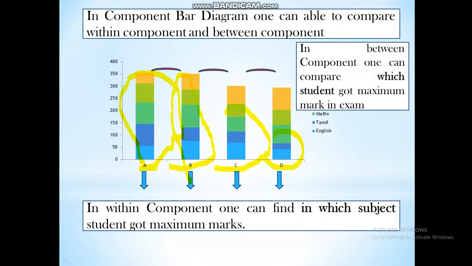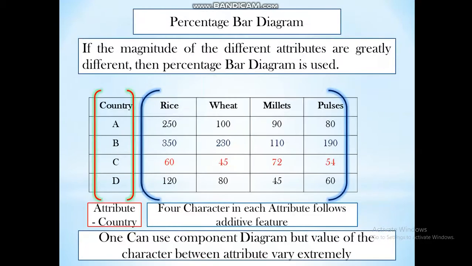So here, between components we have meaning, and within a component also meaning. And the percentage bar diagram: we will use the percentage bar diagram if the values between the attributes vary. We will use this percentage bar diagram if the values between the characters vary extremely.